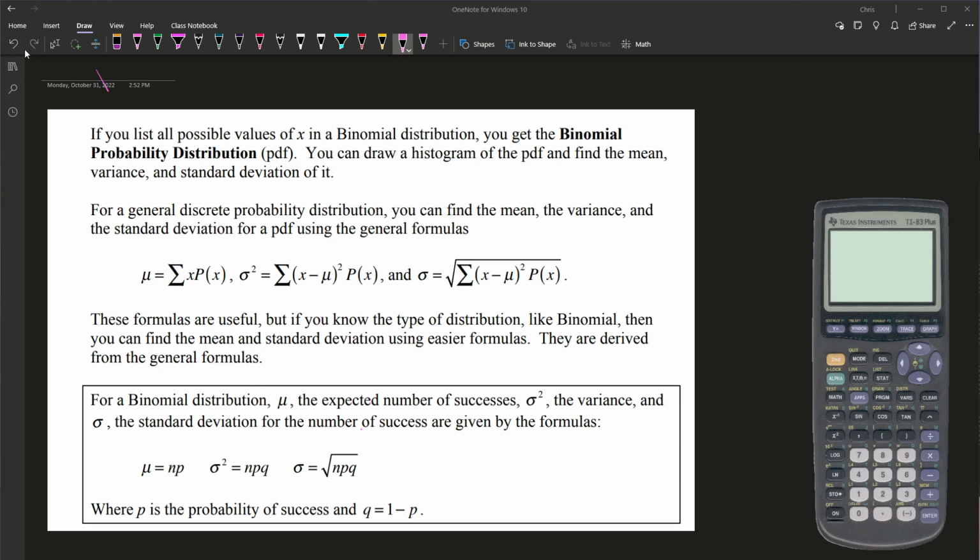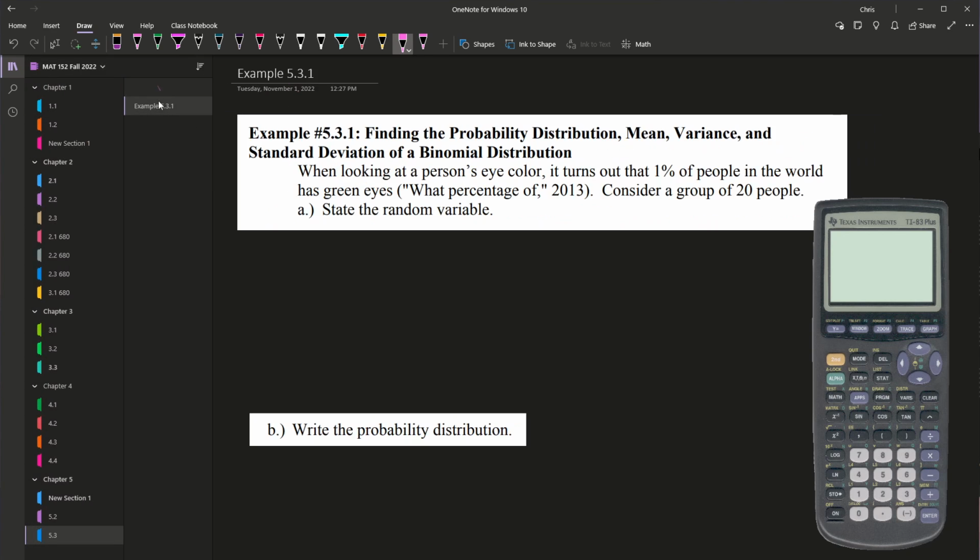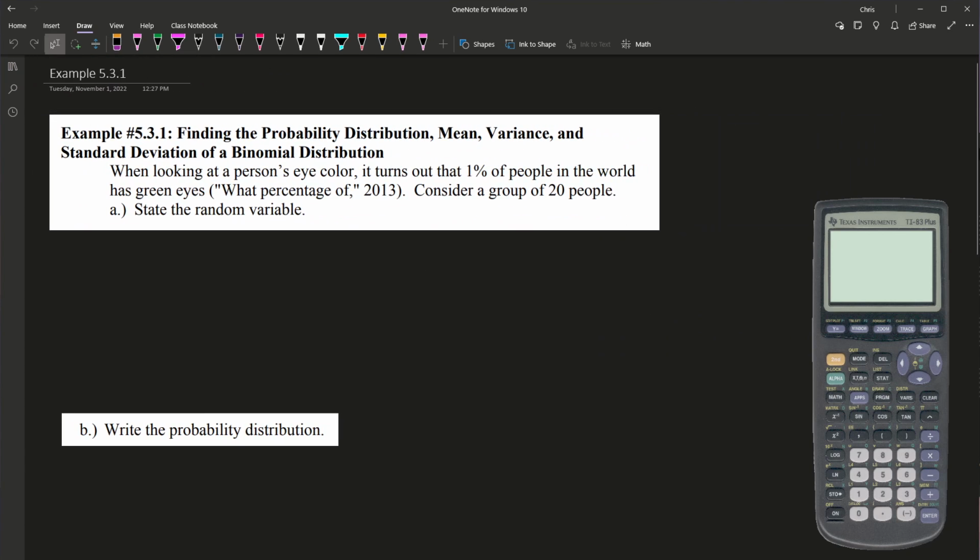So we're going to look at an example of how to use these, and we're going to look at an example of how to do a lot of this stuff in the calculator. This is a problem that we looked at before, in 5.2. And here, the random variable is just the number of people who have green eyes.